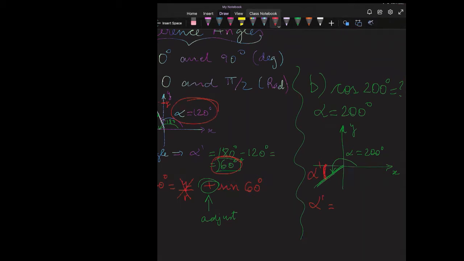I take the biggest angle first, and that is my 200 degrees. So I take my 200 degrees and then subtract 180. Notice that the result is going to be positive, right? If you do the other way around, of course, it's a negative angle and cannot be the reference angle. So this is just 20 degrees. So the reference angle is 20 degrees.